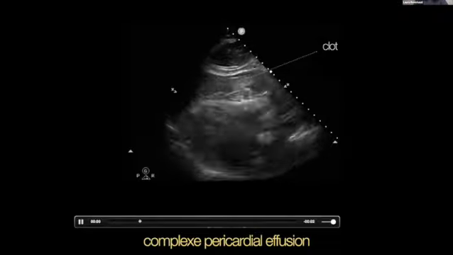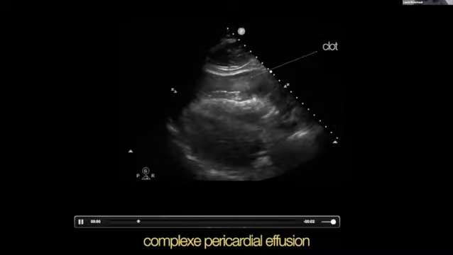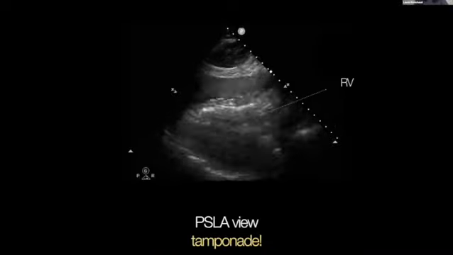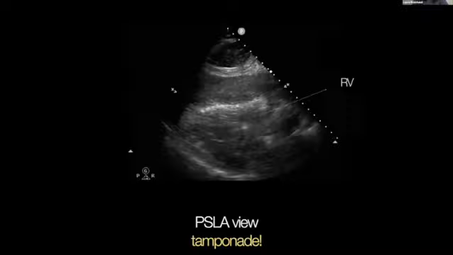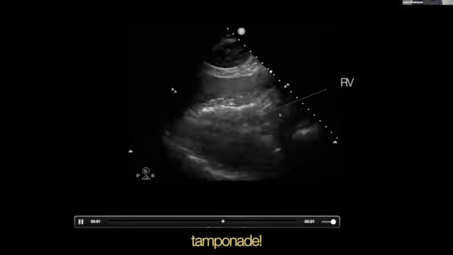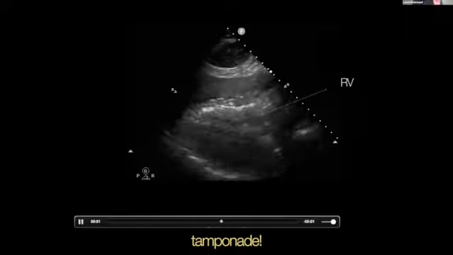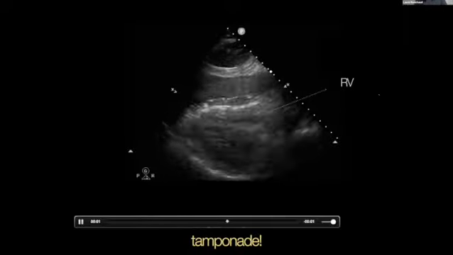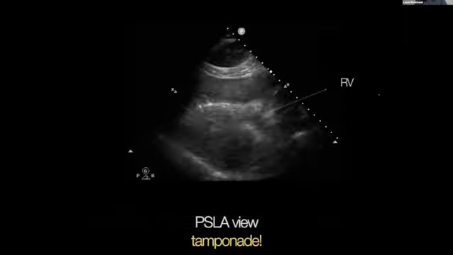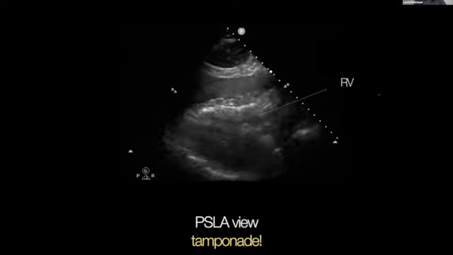So here, very concerning, a complex pericardial effusion, but also a complete RV collapse. You know, we were saying how the heart is squished. This is actually your RV that is completely squished by this increased pressure in the pericardium. That's actually a sign of tamponade. So there's sonographic evidence of a tamponade from that complex pericardial effusion.